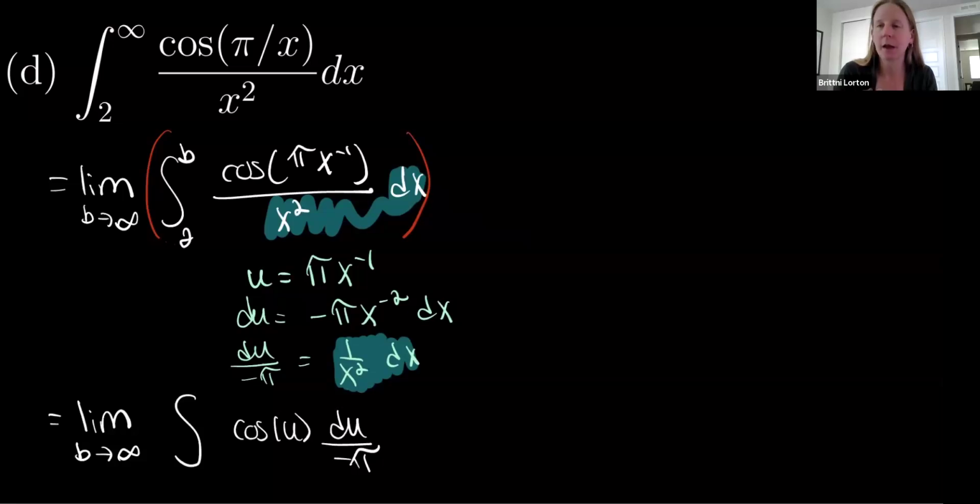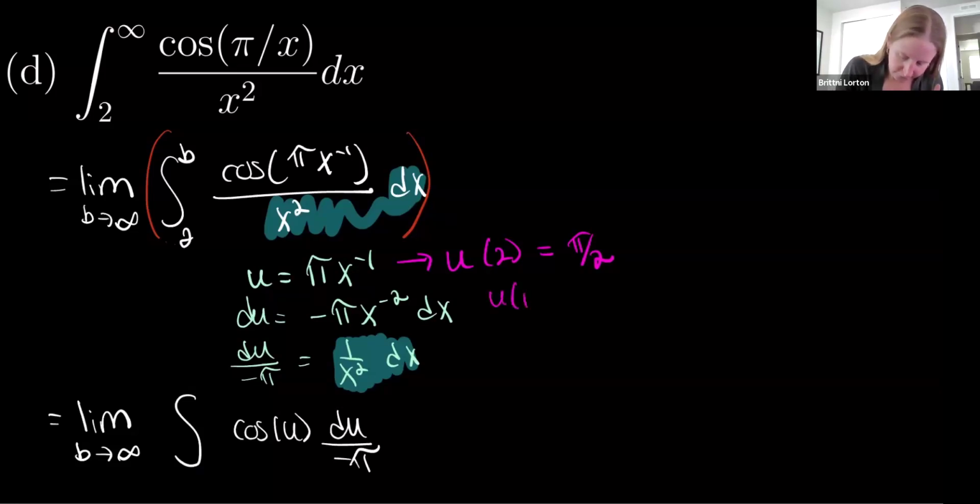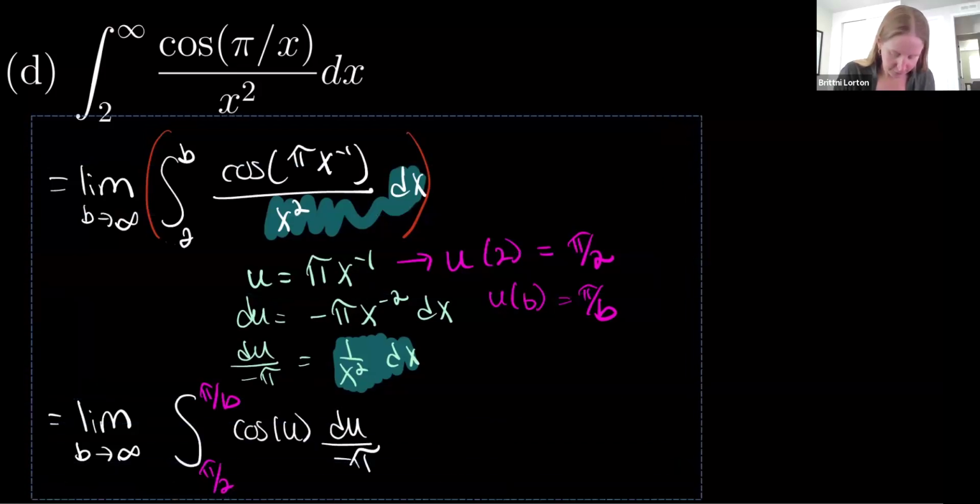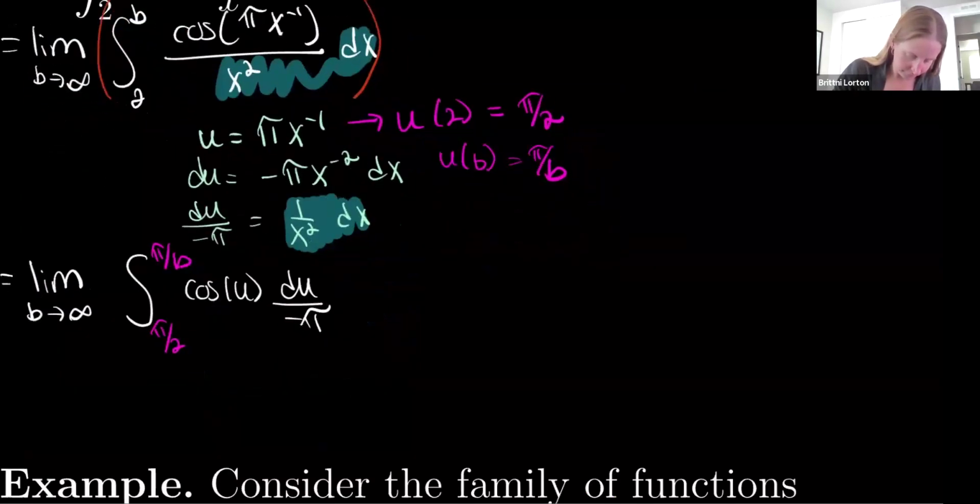So here I did a u sub, I should change my bounds. My variable is now different. It was x, now it's u. Similarly to when we did trig sub and it was x and then it was theta. If you change your variable, you have to change your bounds. So let me go back in and do that. So u of 2 would just be pi times 2 to the -1, or pi over 2. And then u of b would be pi over b. So my bounds are now pi over 2 and pi over b. Okay, I'm going to give you guys a second to catch up while I give myself some space.